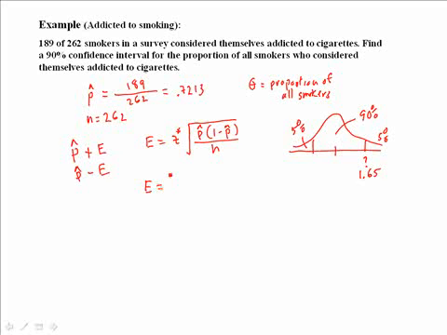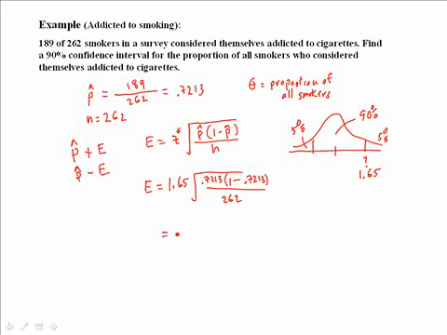All right, so go ahead. The z star is going to be the 1.65. Give me the rest of this stuff right here. The p hat is going to be 0.7213. All right, good. And then you're going to have 1 minus 0.7213. And on the bottom is the sample size, which is going to be 262. Good. All right, are we ready with the calculator?